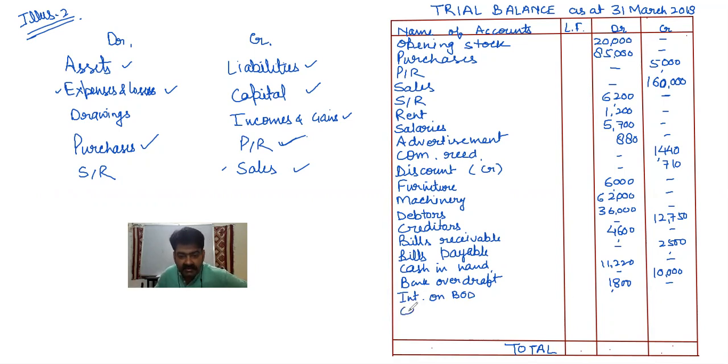Now next is capital. Capital always has a credit balance. So capital 50,000 will come in the credit side. Okay. And drawings. Drawings will be treated as one of the expenses of the firm. So drawings 7,800 will come in the debit side.